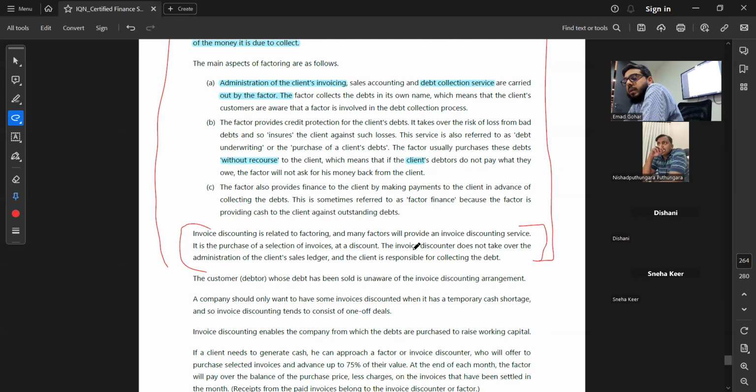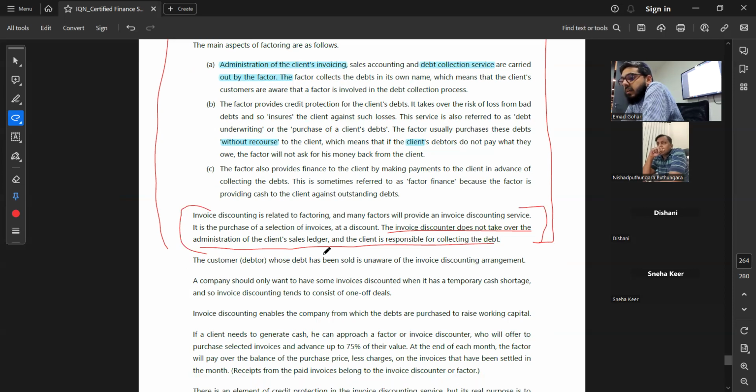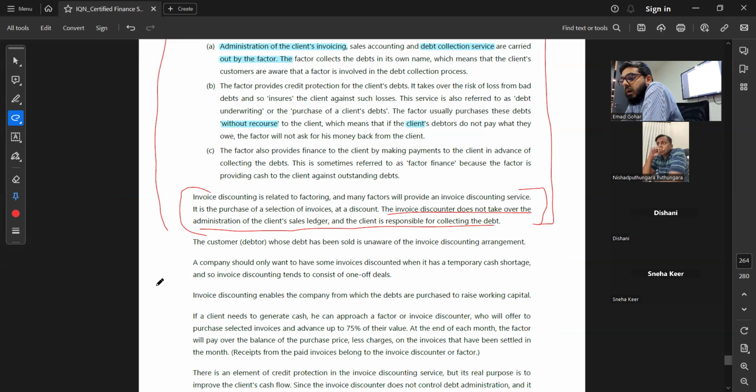However, the invoice discounter does not take over the administration of my collection. And the client is responsible for collecting the debt. Client is responsible. Okay. So again, here what happens is I go to this person, I say these are 10 invoices, I need money. So he will give you the money, he will take some commission. But he will not collect the money on your behalf. You have to collect the money and give him his profit. You got the story?